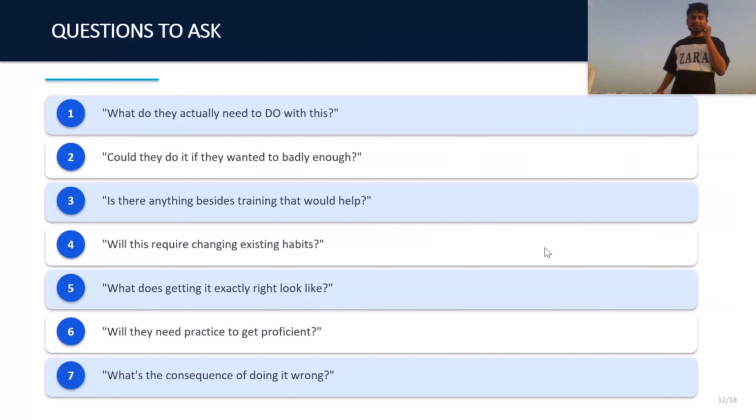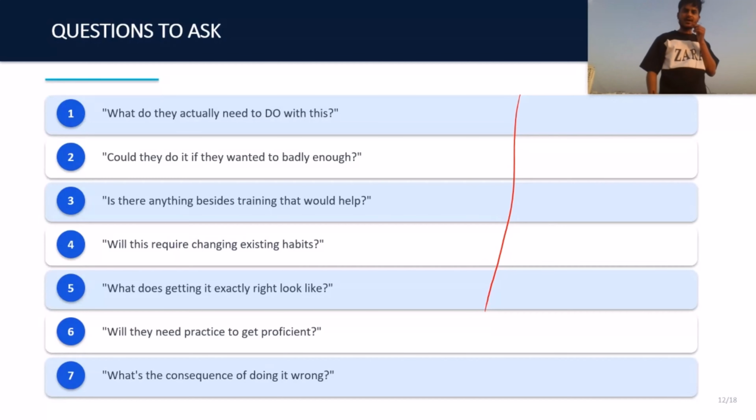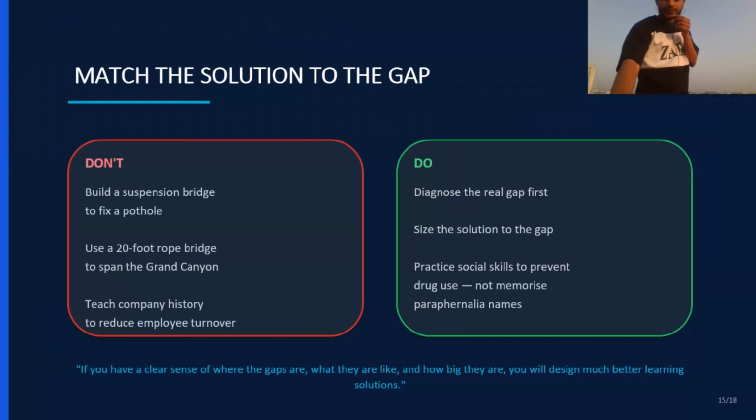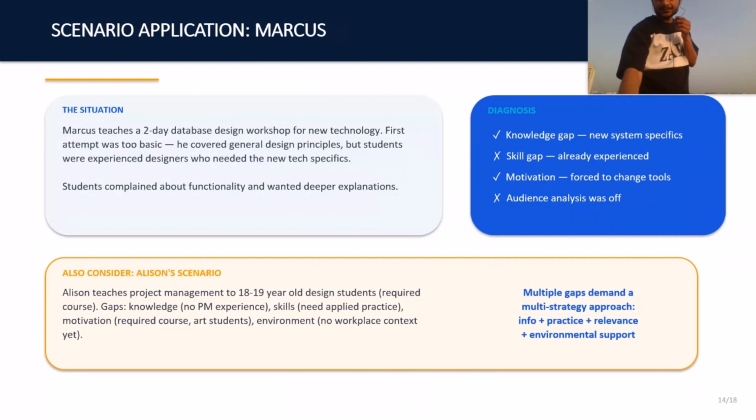So it is time for the Q&A. What do they actually need to do with this? We have to ask these kinds of questions. You can note it down. And will this require change? You can read the questions. Let's see, we have covered the scenarios. You can take a screenshot here of the Marcus scenario.